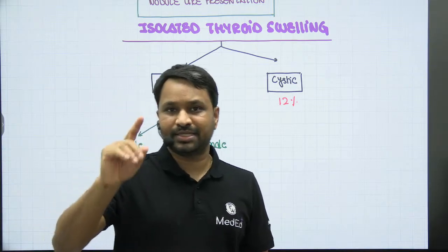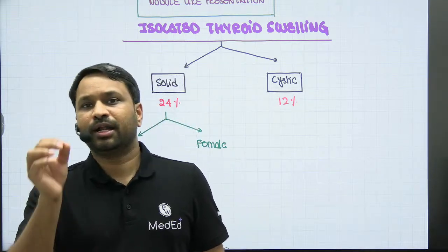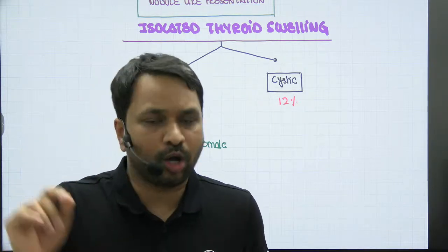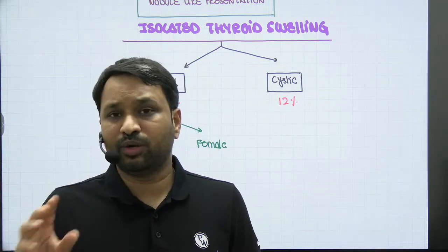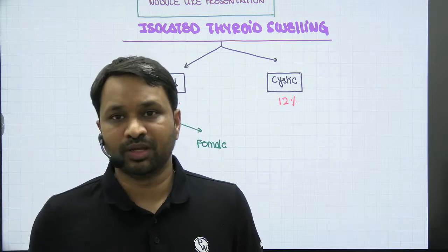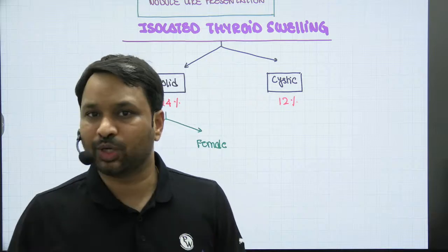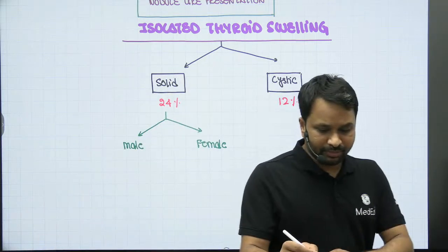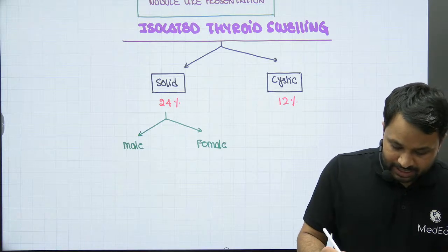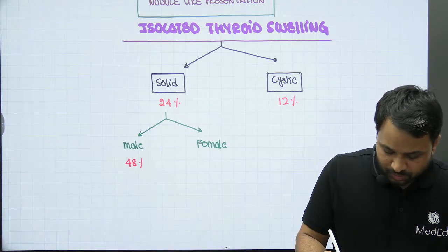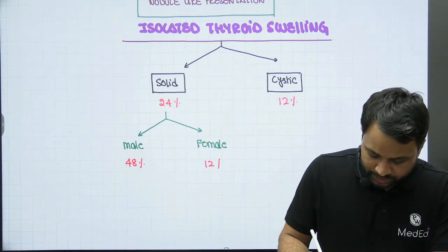I repeat this particular phrase in a very weighted manner: when we talk about malignancies, this is more common in females when compared to males. This is sorted. But imagine that you have one male and one female who have presented with a solitary thyroid nodule. The probability of that nodule being malignant is higher in males when compared to females, right? So if you have a male patient with a solitary nodule, the probability of this being malignant is as high as 48%. That means almost 50% of these will turn into malignancy. In females, it is only 12%.